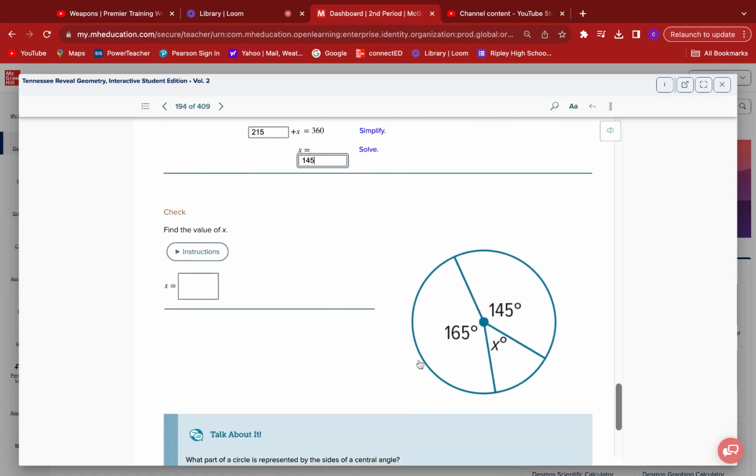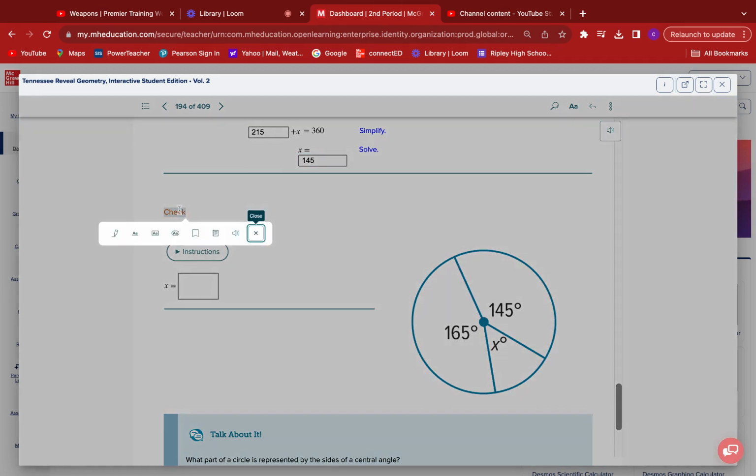Okay, so we need to find X again. A full circle is 360, and I have the other two central angles besides X, so I'm going to add those together. 165 plus 145. Here, I'll do it out for my visual people.